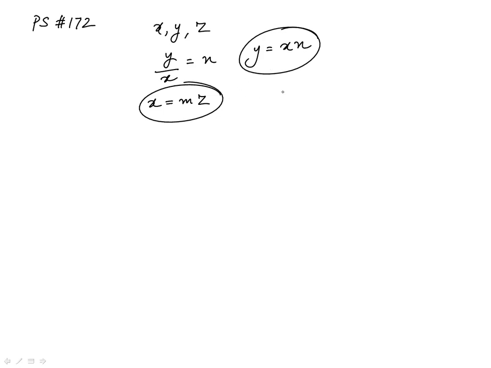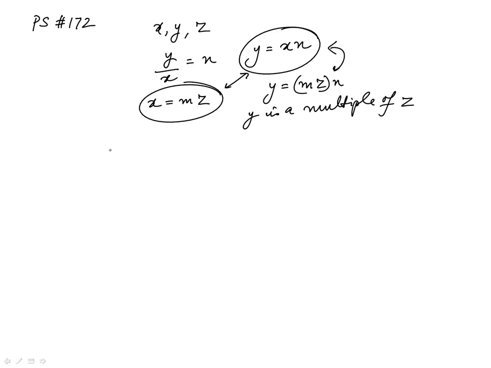And the question is asking which of the following is not necessarily an integer. And we can also relate y and z. y is equal to mz times n, which means y is a multiple of z. I'm not sure if it's going to come in the choices, but I just wanted to at least relate those two. So we'll have to just go through the choices.